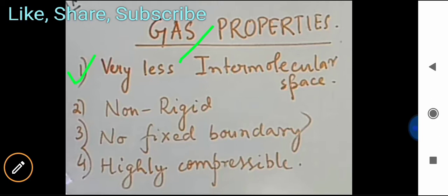First, you know that among their molecules, very little intermolecular space is found. Second, they are non-rigid, and no fixed boundary is found in them, and they are highly compressible. These are the things you already knew about them.